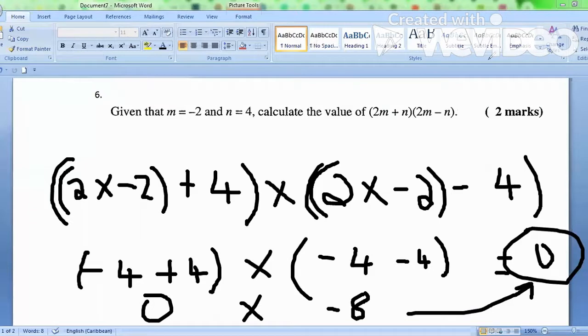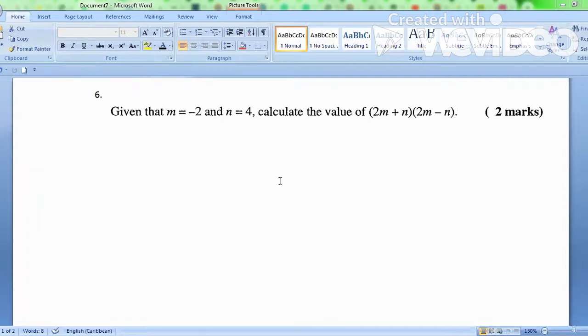Okay, guys, we're going to look at something called binary operations. It's very similar to substitution. All right, so let's go to a few questions. It's almost like substitution.